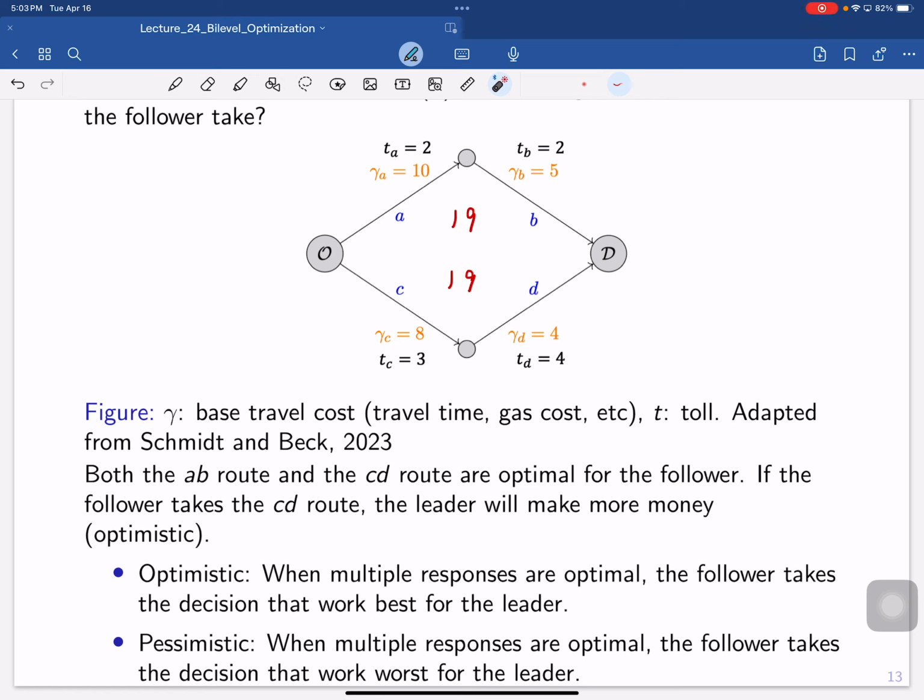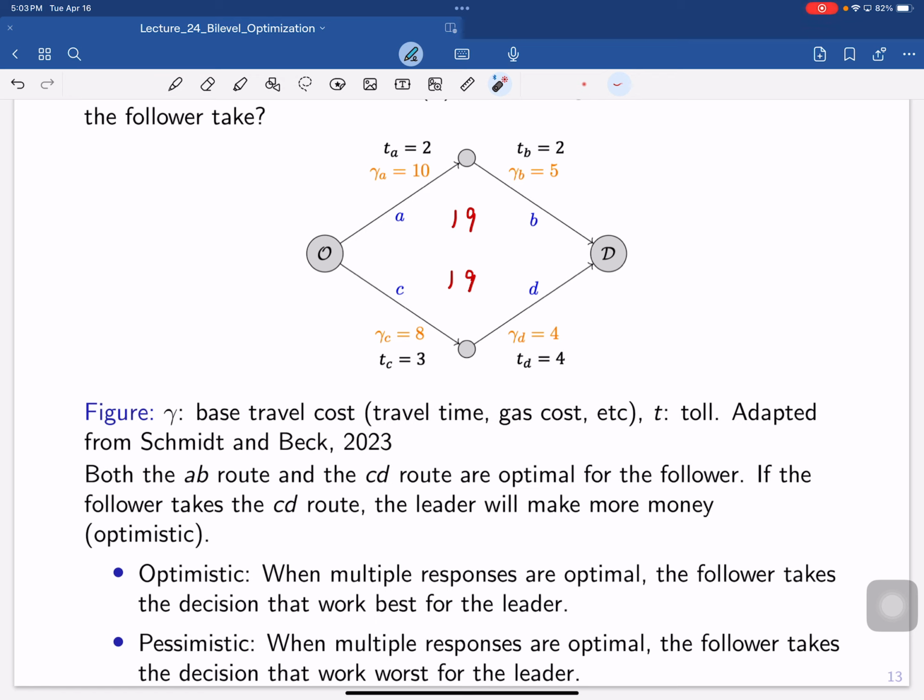bilevel optimization problem. So when multiple responses are optimal, the follower takes the decision that works best for the leader. The pessimistic case means that when multiple decisions are optimal, the follower takes the decision that works worst for the leader. In practice, usually people do something in between. If you travel through a route, you don't really care about how much the toll setting agencies make. You wouldn't pay more tolls just to make the toll setting agency happy. But mathematically, usually we deal with the optimistic setting.